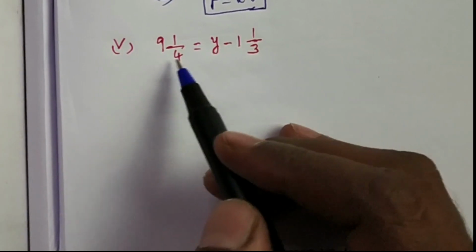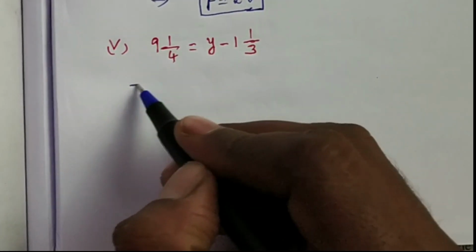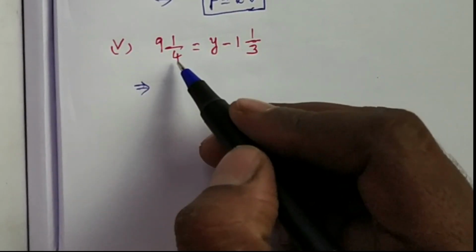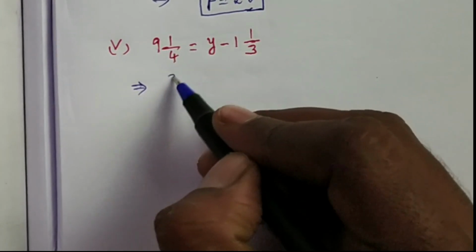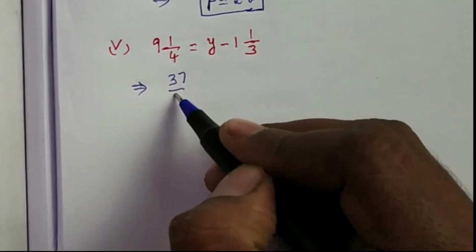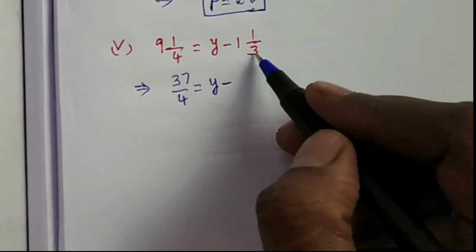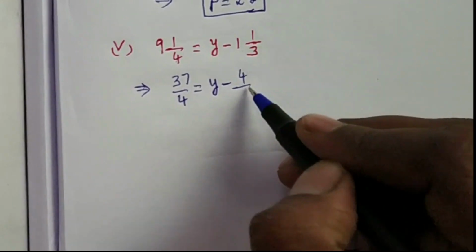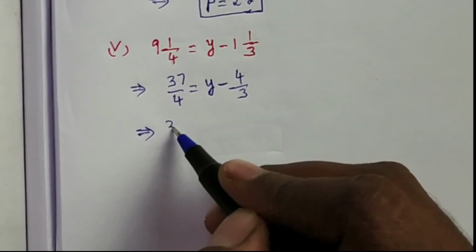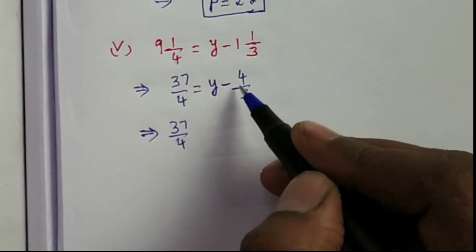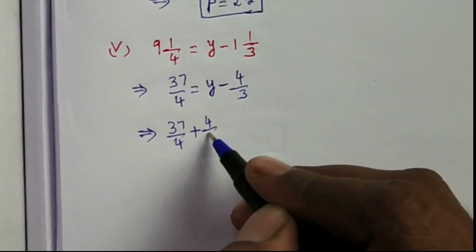Next problem is 9 1 by 4 is equals to y minus 1 1 by 3. These are mixed fractions. Now you change them into fractions. 9 4s are 36 plus 1, 37 by the denominator 4, 37 by 4 is equals to y minus, 1 3s are 3, 3 plus 1, 4 by 3. Send 4 by 3 to this side, then 37 by 4 is as it is. Send minus 4 by 3 to the left hand side, then it will be plus 4 by 3 is equals to y as it is.